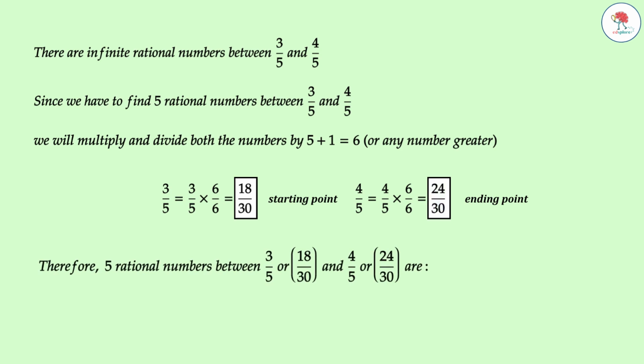The 5 rational numbers between 18 by 30 and 24 by 30 are 19 by 30, 20 by 30, 21 by 30, 22 by 30, and 23 by 30. And that's our solution. Remember, you can use this trick for any similar problems with different fractions.